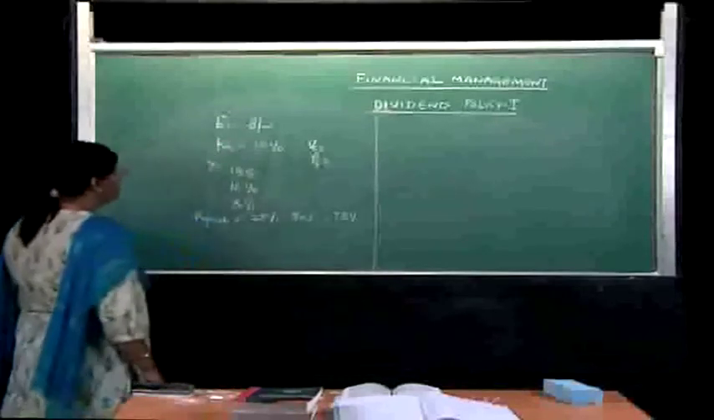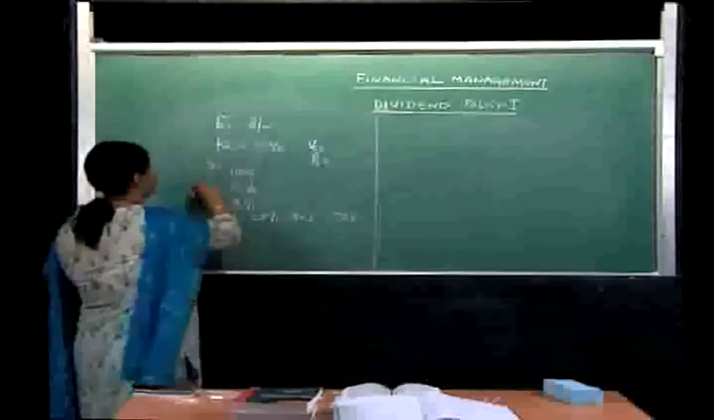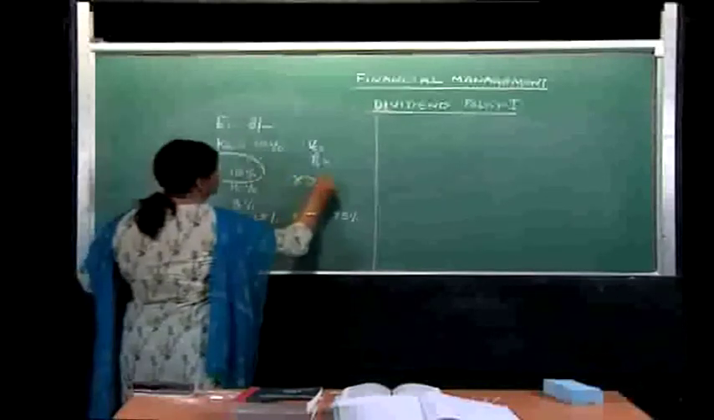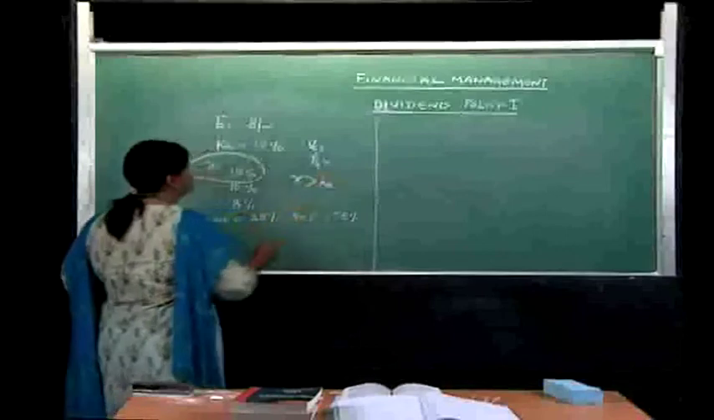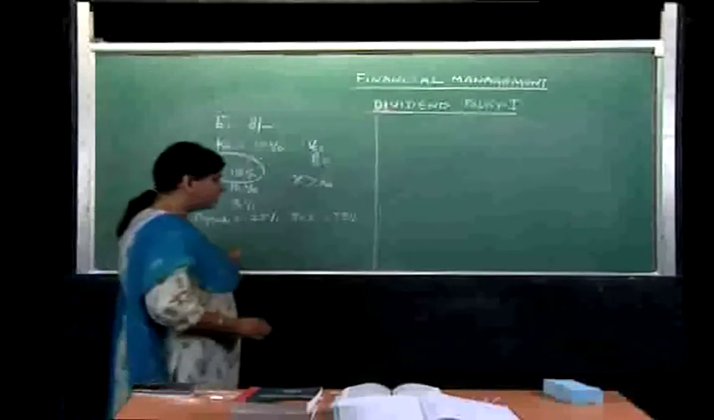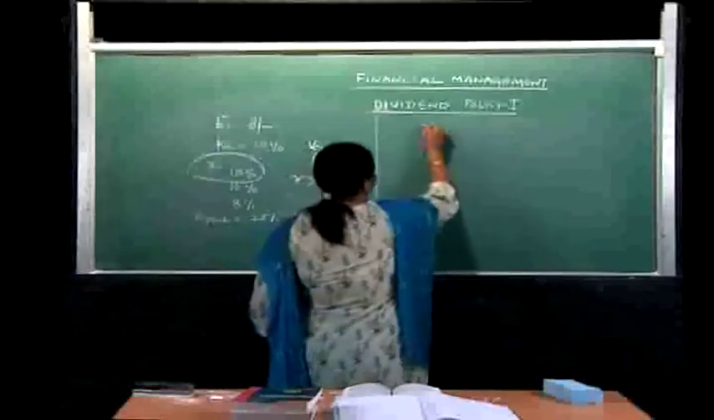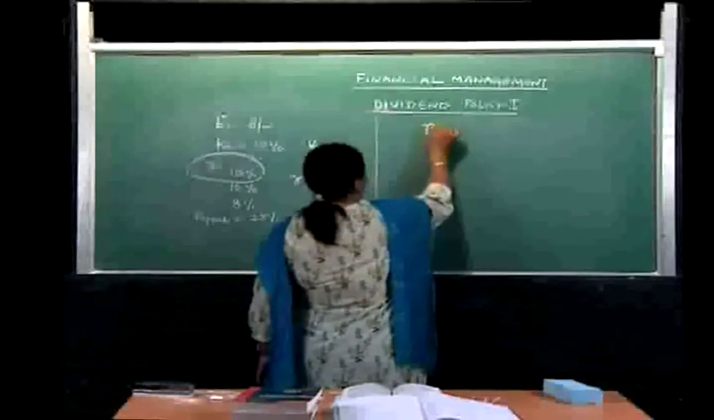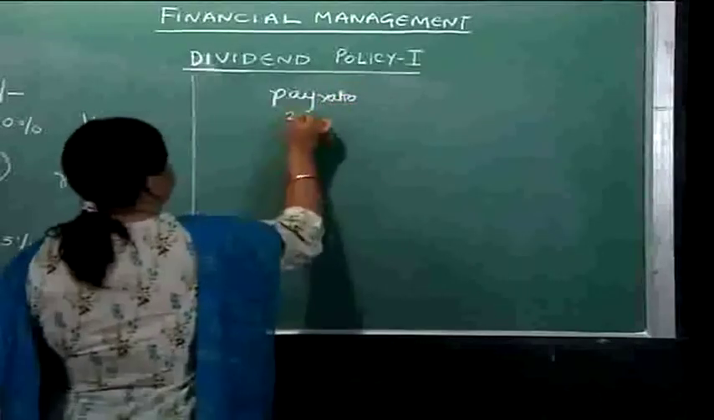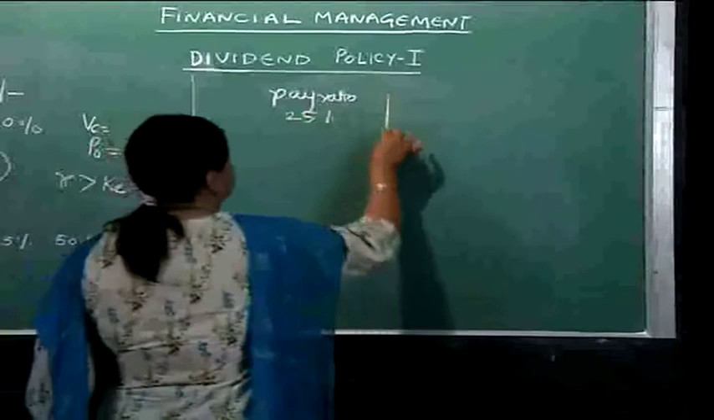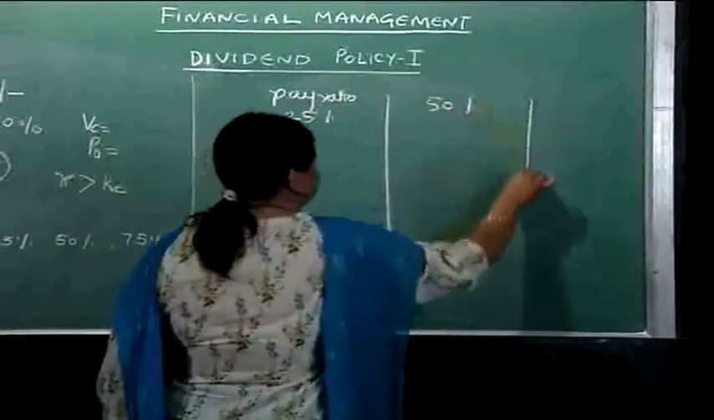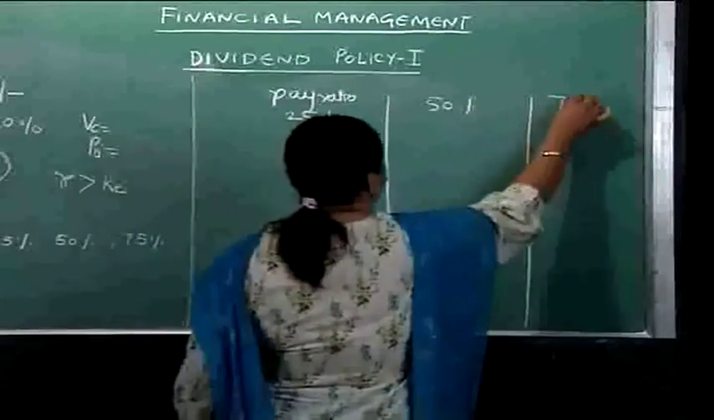So first of all we will analyze the situation where our R is 15%, that means R is greater than KE. How much we need to retain and how much we are going to pay, we shall discuss that. So we are taking up this table where the payout ratio is 25%, 50%, and 75%.